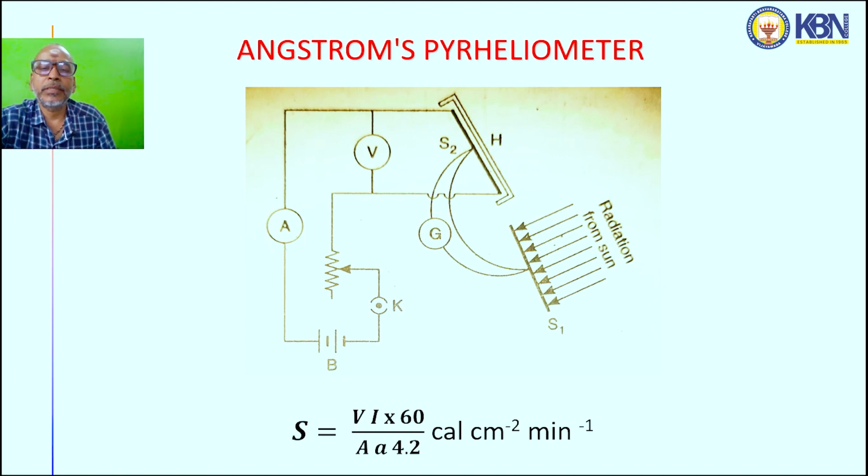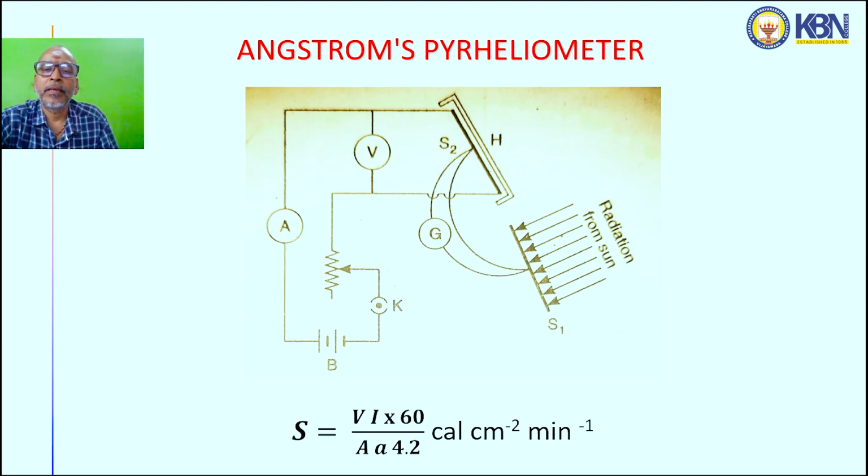But the strip S2 is heated by passing a current, by arranging a simple circuit with a rheostat, key and battery. And there are two instruments, a voltmeter and an ammeter. The voltmeter gives the voltage and the ammeter gives the current strength. At the back side of the strips S1 and S2 are connected the junctions of a thermocouple, and the combination consists of a galvanometer G also.